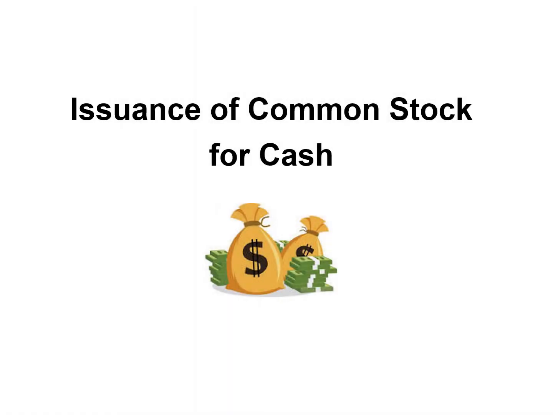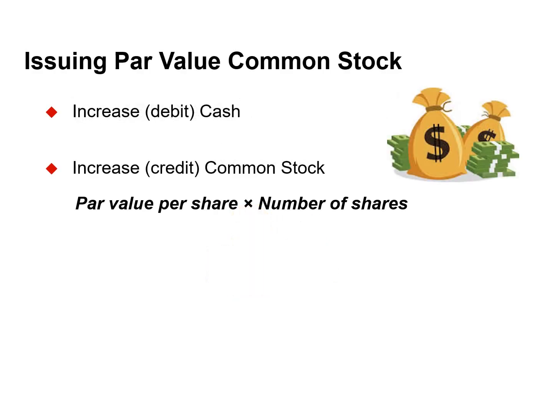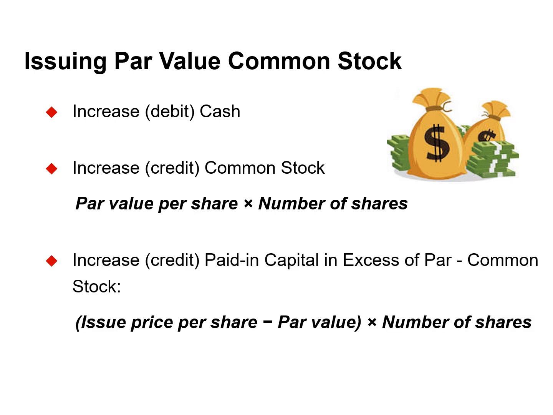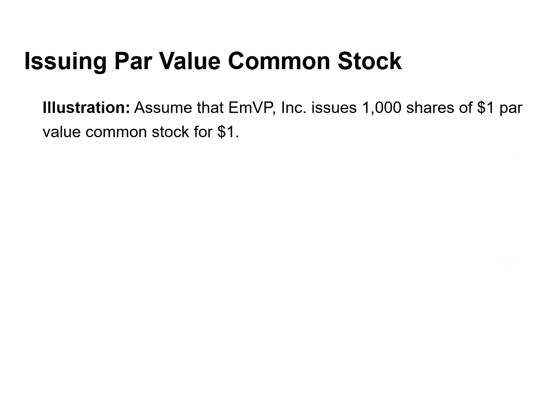This video will explain how to account for the issuance of common stock. When a company records the issuance of common stock for cash, it increases or credits common stock for the par value of the shares. Amounts received in excess of par value are recorded in the account paid in capital in excess of par. Let's assume this company issues 1,000 shares of $1 par value common stock for $1 per share.